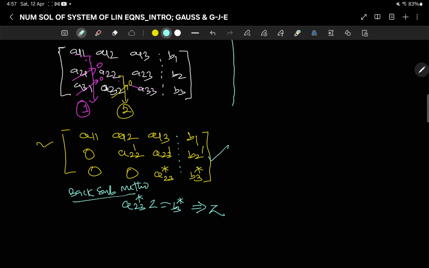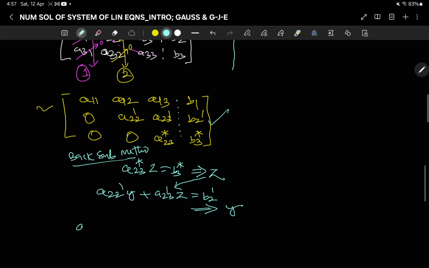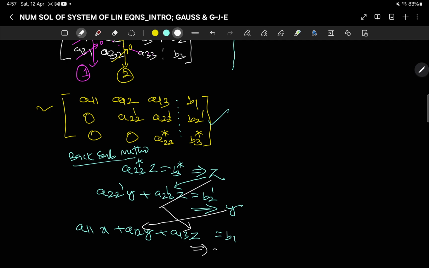Then coming to this row, A22 dash Y plus A23 dash Z is equal to B2 dash. So you substitute Z here, and you get the value of Y. Then coming to row 1, A11 X plus A12 Y plus A13 Z is equal to B1. Substitute the values of Y and Z to find the value of X. So this is the Gauss elimination method.